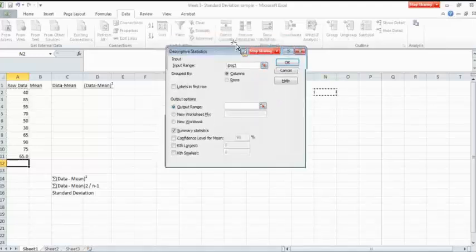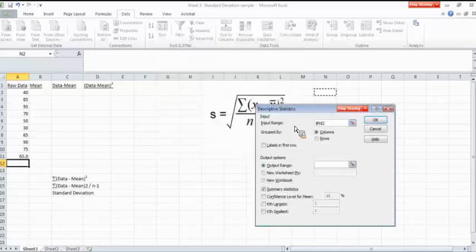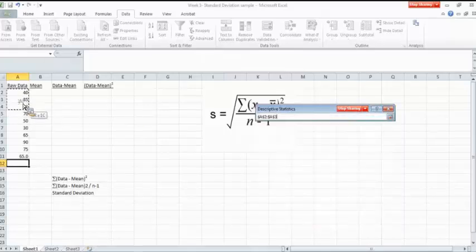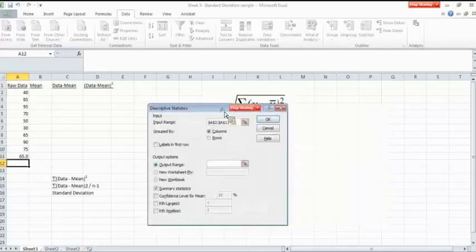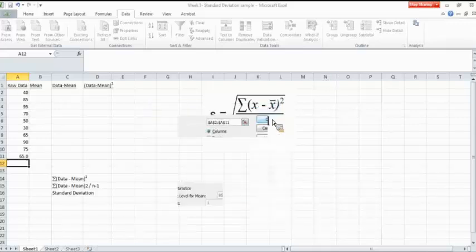Oops. And what I've done here, if you do this, is when I clicked on this, it automatically took me back up here. So now I've got to re-put in my data. So my data range is these items. The output range is what I was intending to do before. I'm going to put it over here and click OK.